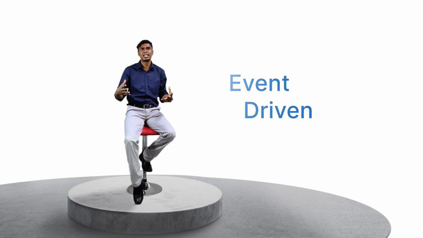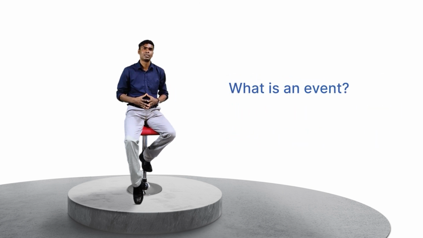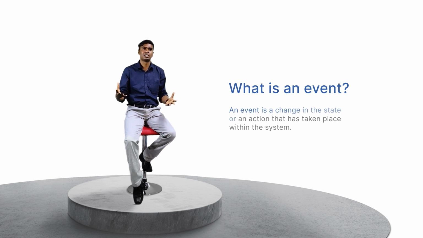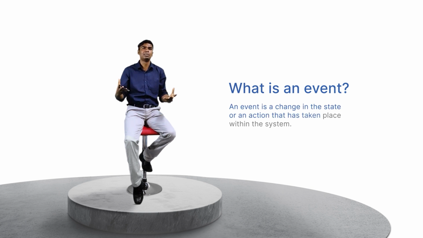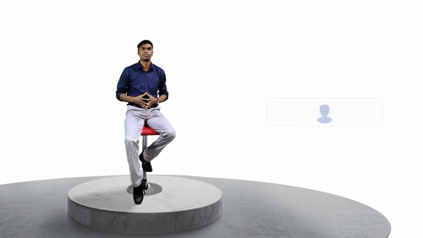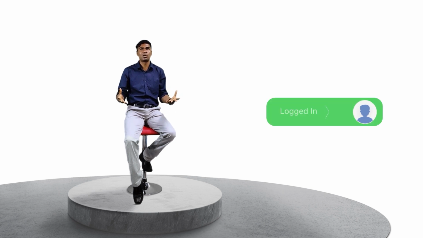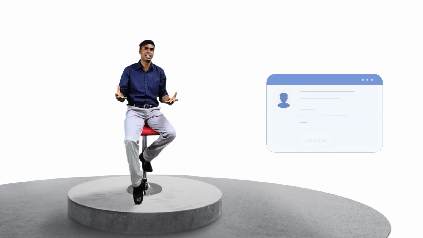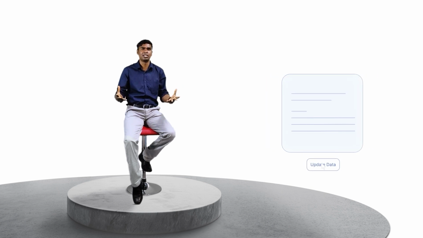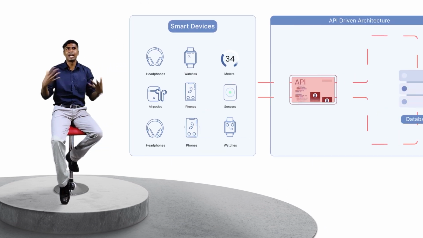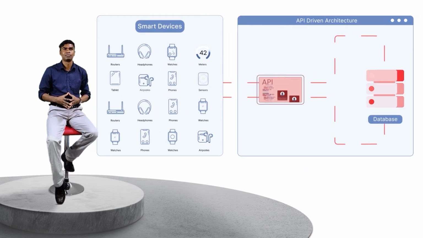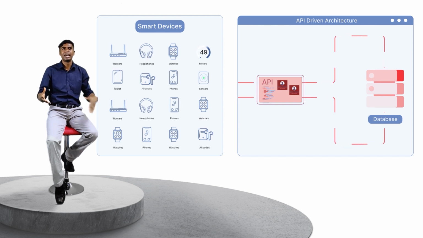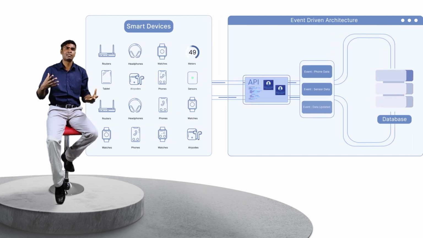Let's first understand what is an event. An event is a change in state or an action that has taken place within the system. For example, a user has logged in or logged out, a password has changed, an email has been sent, or data is updated. Basically, any kind of action in the system. In the scenario we discussed, an event would be when your system actually receives data from a device.